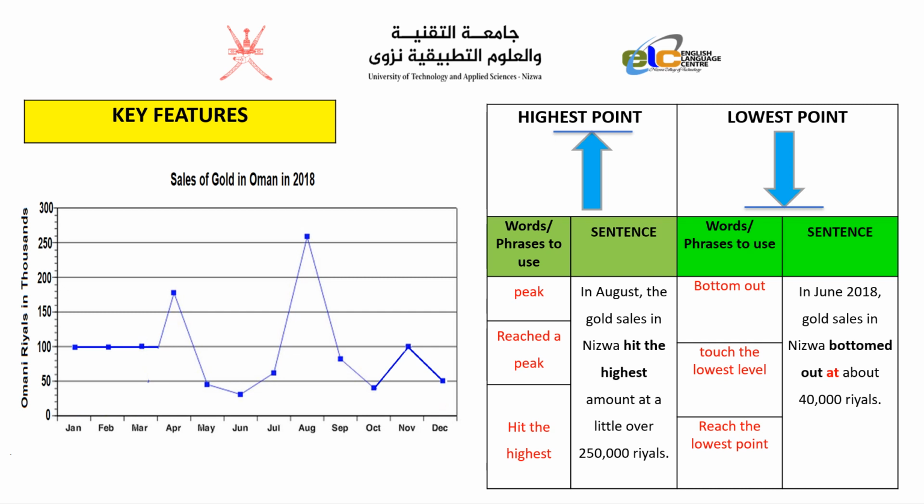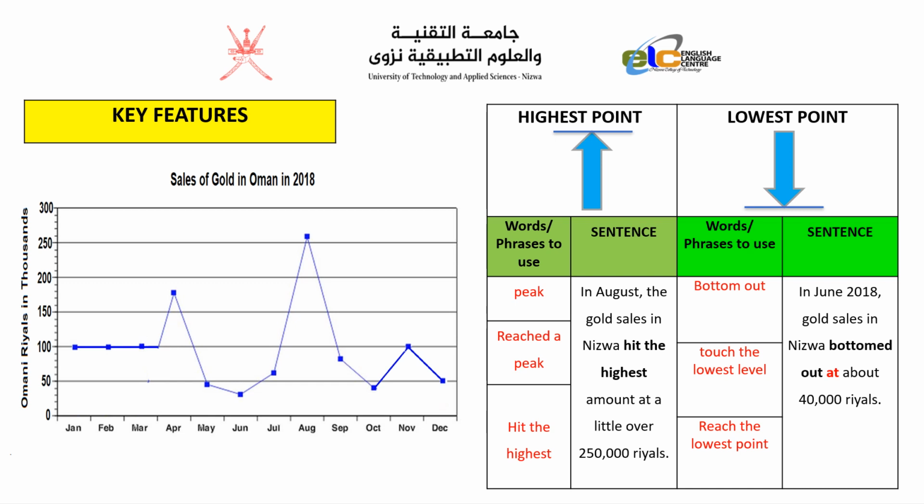To describe this trend, you can use peak, reach a peak, hit the highest level or point, or in this graph, sales. An example of a sentence is this. In August, the gold sales in Nizwa hit the highest amount at a little over 250,000 riyals.